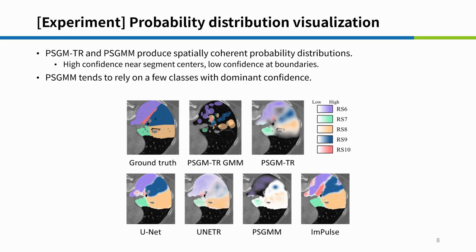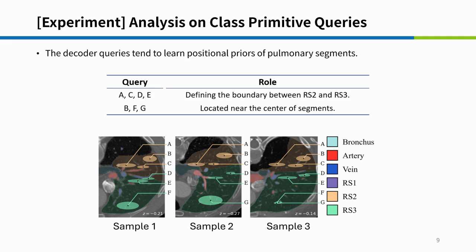We observed that in PSGMTR, each class-wise primitive query shows spatial correspondence. For example, query A defines the boundary between RS2 and RS3, while query B is consistently near the center of RS2.